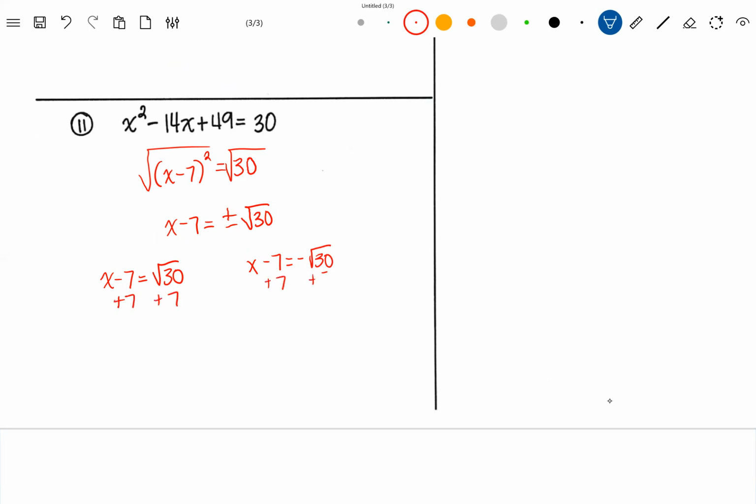And if you're going to go straight to the calculator, after you type in square root of 30, before you add 7, you have to hit equals. Otherwise, it'll do square root of 30 plus 7, or square root of 37. So one of the answers is about 12.48. And the other one is about 1.52.